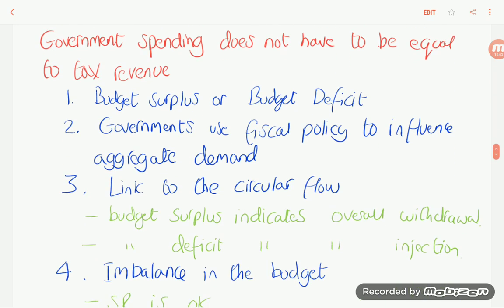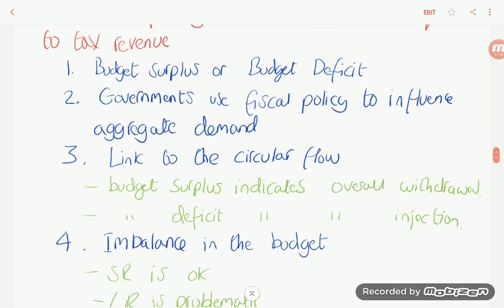Government spending does not have to be equal to the revenue earned from tax, and you'll look at this in more detail when we look at fiscal policy. A government budget outlines a government's planned spending and revenue for the next year. Governments will usually have a budget deficit or a surplus. If a government spends more than its tax revenue it earns, it will be experiencing a budget deficit. Or if the government is spending less than the tax revenue it's earned, it will be experiencing a budget surplus.